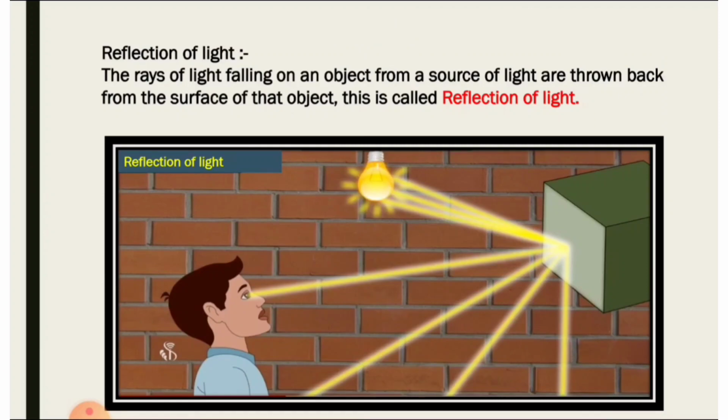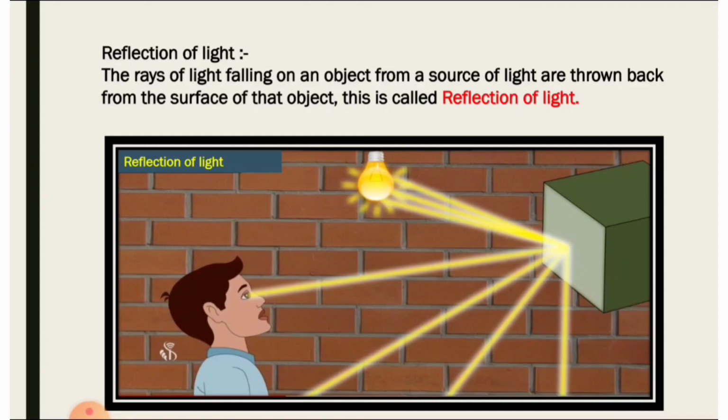Now let us learn about reflection of light. The rays of light falling on an object from a source of light are thrown back from the surface of that object. This is called reflection of light. Now we see the object in the given picture.